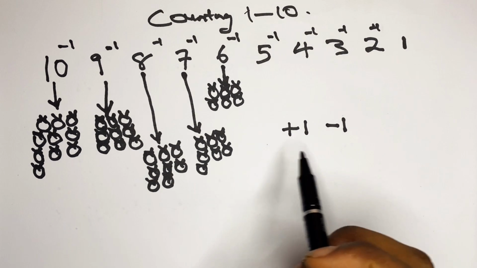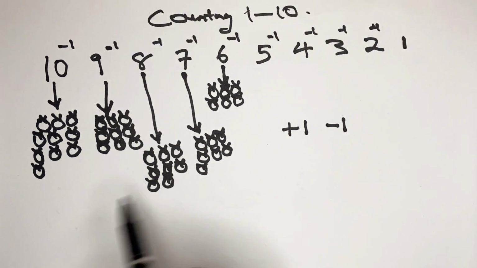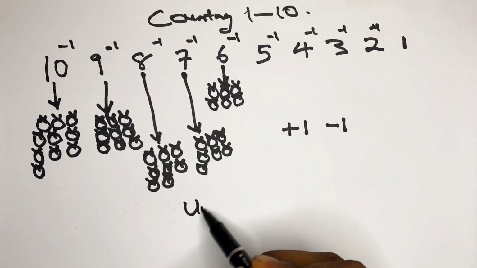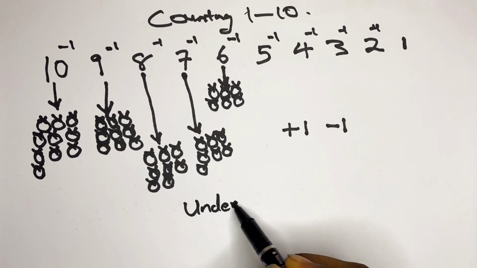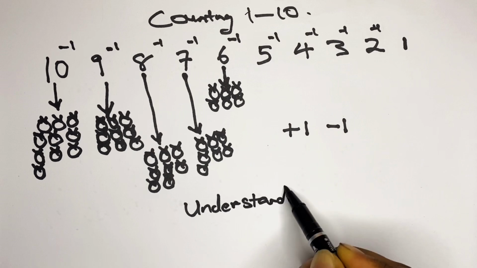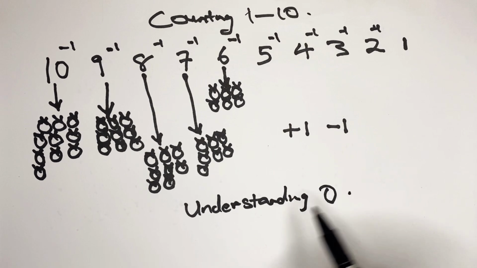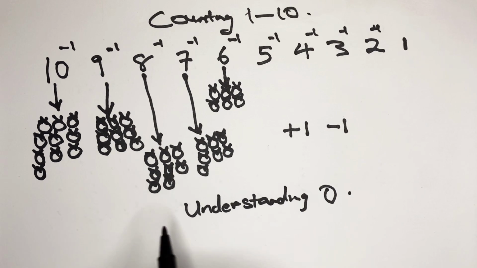It's very important. And lastly, we're talking about 0. If you notice, when we were counting, we didn't start from 0. We started from 1. Because when counting numbers, we start from 1 and not 0.